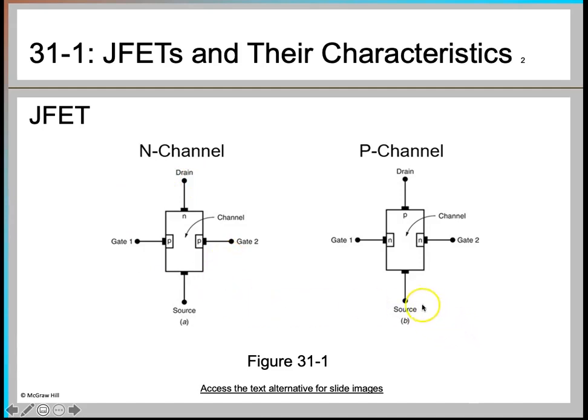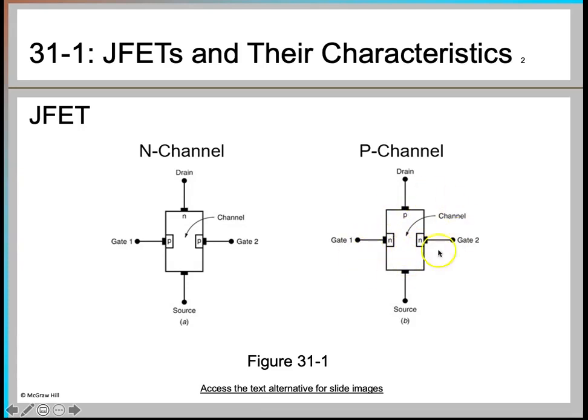On the other hand, we have this P-channel JFET, and in this we have a drain terminal on the top, source at the bottom, and these two gates. And if you notice, these two gates are connected to the N-type region, and at the center we have the P channel, which is basically sandwiched between these two regions.